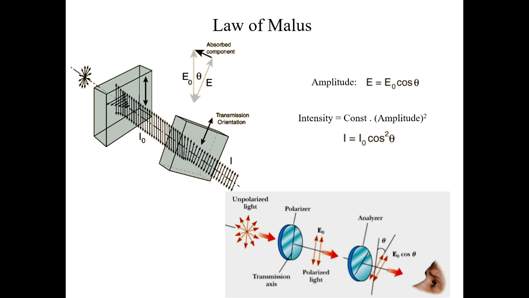Malus's law says that the amplitude of polarized light passing a polarizer is directly proportional to the cosine of the angle between the plane of vibration of polarized light and the transmission axis of the analyzer. Or in terms of intensity, the intensity of polarized light passing an analyzer is directly proportional to the square of the cosine of the angle between the plane of vibration of polarized light and the transmission axis of the analyzer.